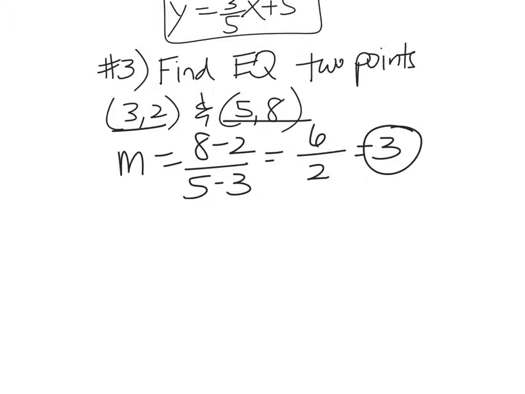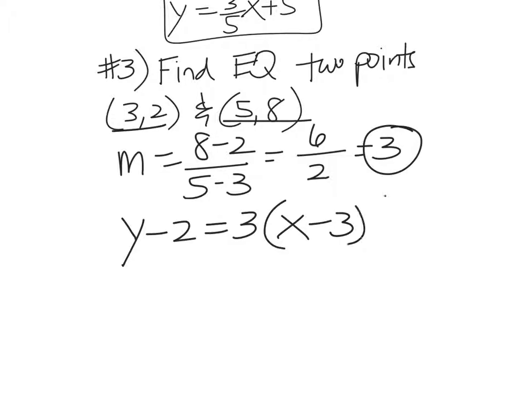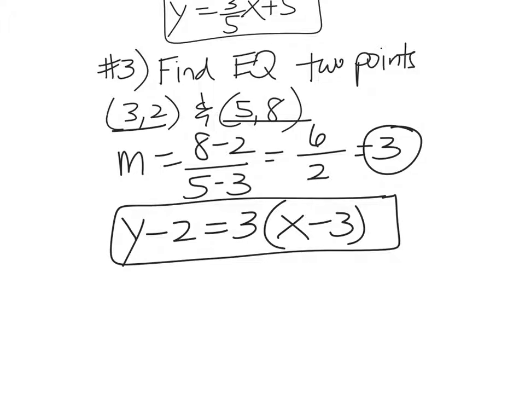All right, here we go. What would you like to choose? Me too, I was totally thinking that. All right, so we'll go y minus 2 equals 3 times x minus 3, and that's it. And if they want it in point slope form, you're done.